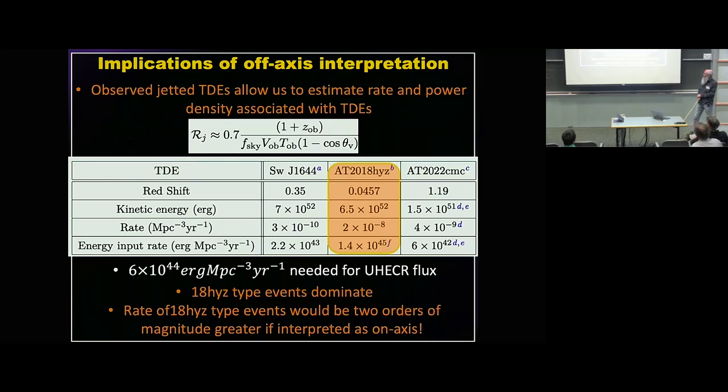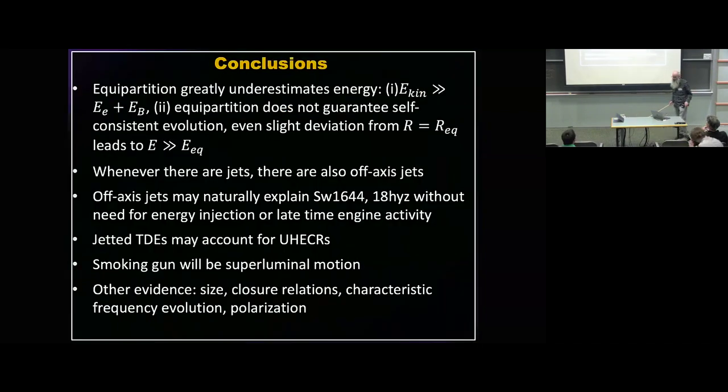And you can see here, incidentally, that if 18HYZ were to be inferred as an on-axis rather than an off-axis event, then these volumetric energy injection rates would actually increase by up to 2 orders of magnitude. So taking it to be off-axis is conservative in that sense, and it looks quite promising as a source of ultra-high energy cosmic rays. So I will just leave the conclusions here, and happy to take any questions.